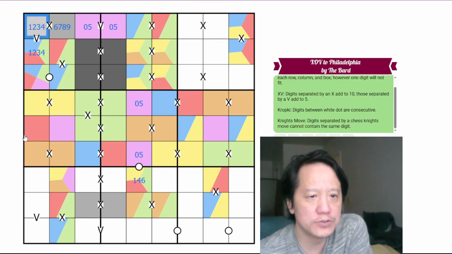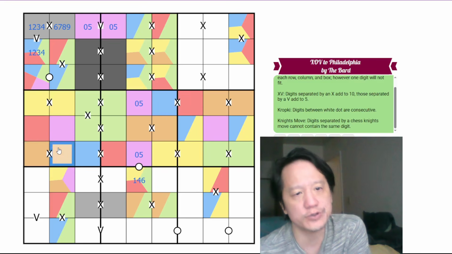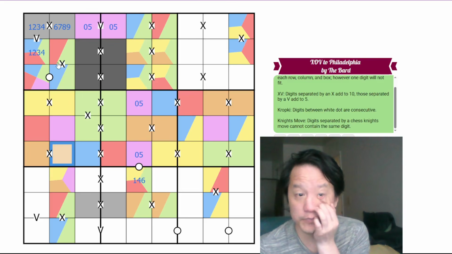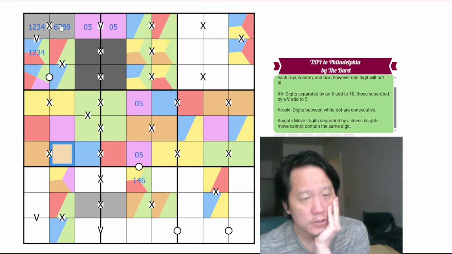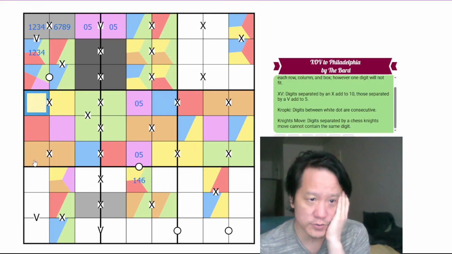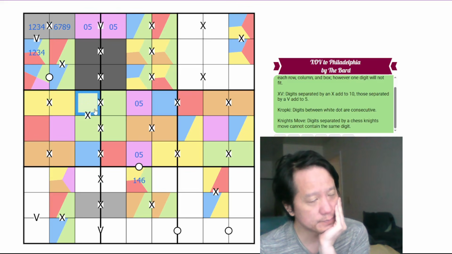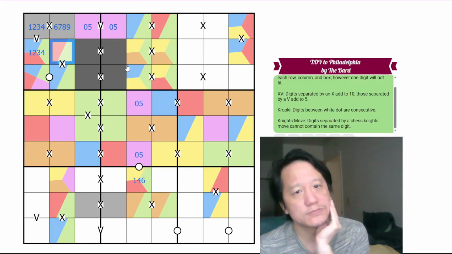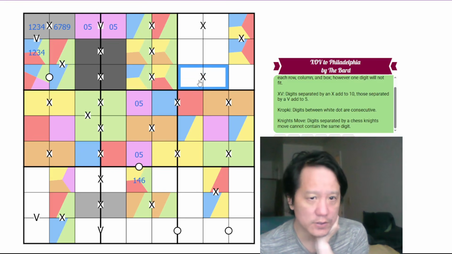So this is orange or yellow. So this digit has to be one of these two here. It's the yellow or the orange. We're not sure which. This digit has to be one of those two digits there. Okay.